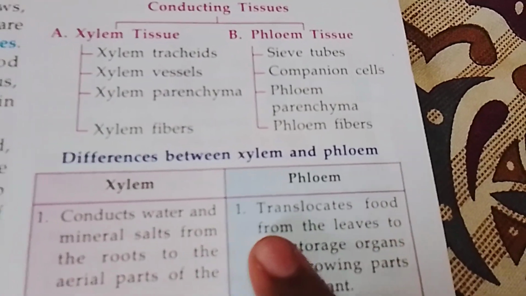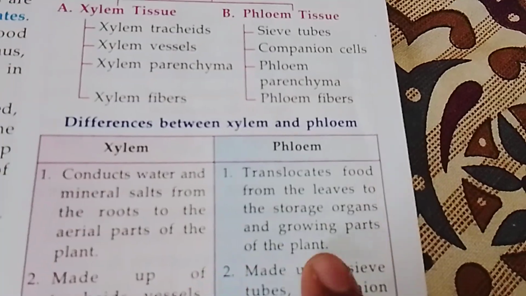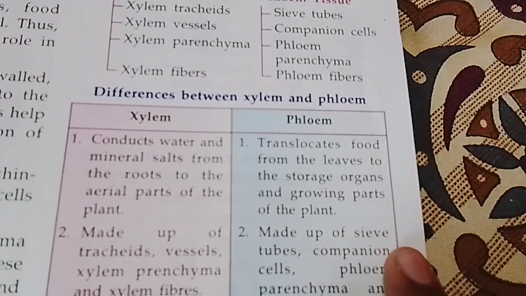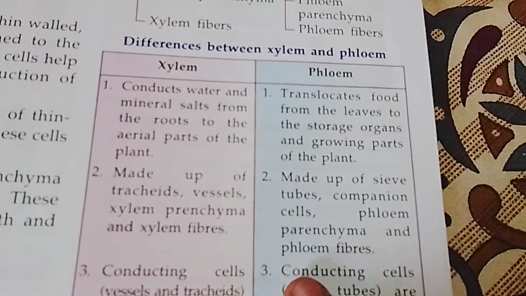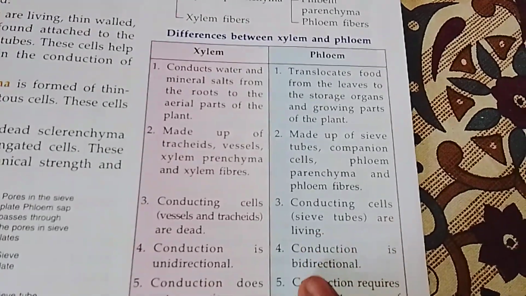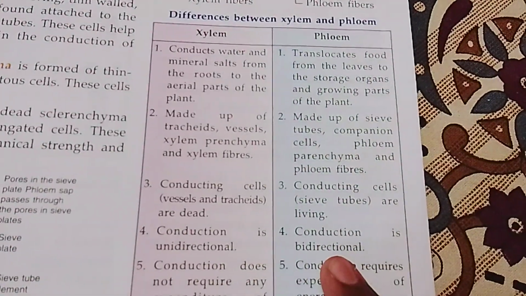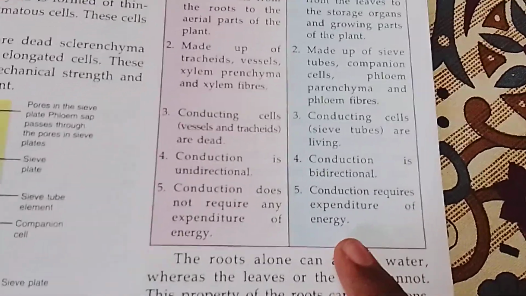Phloem translocates food from the leaves to the storage organs and growing parts of the plant. It is made up of sieve tubes, companion cells, phloem parenchyma, and phloem fibers. Conducting cells, sieve tubes, are living. Conduction is bidirectional and requires expenditure of energy.